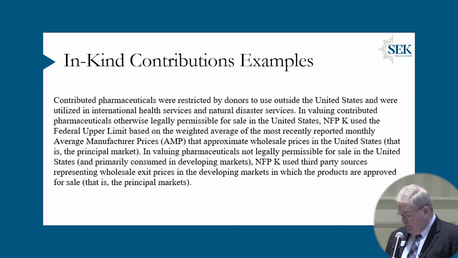This one's a unique example. Number one, it is restricted. So they got contributed pharmaceuticals that were restricted by the donor to use outside the United States. So that's a very specific restriction. But what makes this unique then is some of these can be valued in the United States because they are legal, but some of these are not legal drugs within the United States. So they have to go to an outside market where these are legal to determine that value.